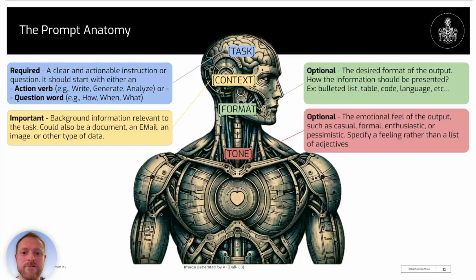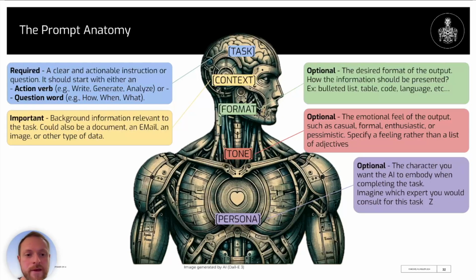Next one is the tone. The tone is more the emotional feel of the output. It could be casual, formal, enthusiastic, pessimistic. It also can be the way the information is presented. Let's say you speak to an audience in a specific region of the world and you want to create a speech. By playing with the tone, you can adapt how the output will resonate with a certain audience, for example.